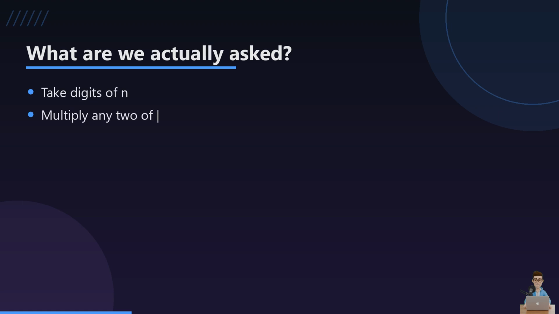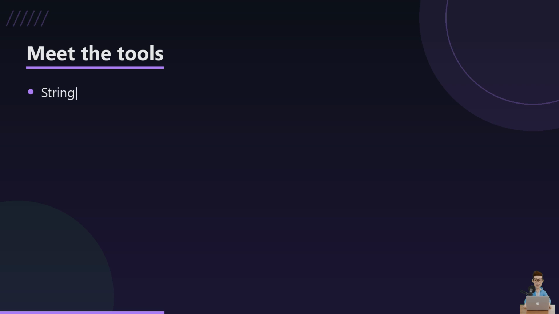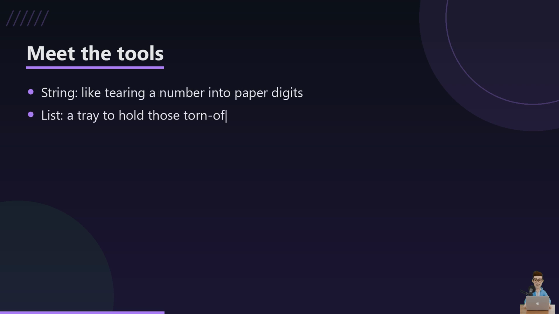We get a number like 124, split it into digits 1, 2, 4, and try every pair. 1 times 2 is 2, 1 times 4 is 4, 2 times 4 is 8, so 8 wins. Think of it like tearing a number into individual paper digits, laying them in a tray, then walking down the tray, checking each one. That's a string, a list, and a loop. That's the whole toolbox for this one.